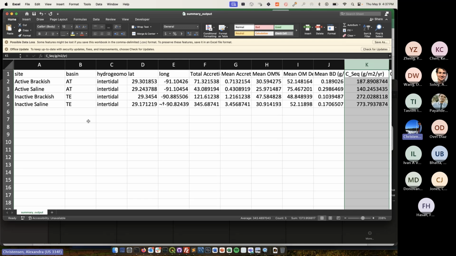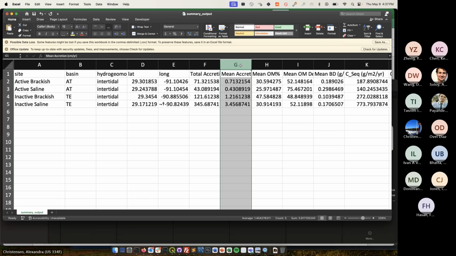From cesium activity testing, Bostian estimated for active brackish 0.76 or something centimeter per year, so 76 for 100 years. That's the mean accretion rate, yeah. For active saline, Andre took a core and got 0.5 centimeter per year. For inactive brackish, he got 0.8 centimeter per year.